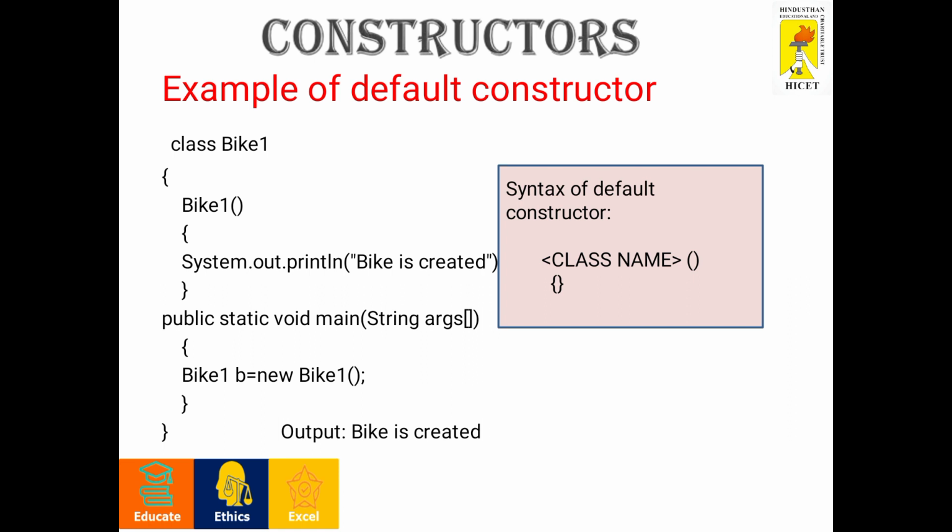Inside the main function, there is an object creation statement, bike1 b = new bike1(). So b is an object. When we execute this program, it will print bike is created. During the object creation statement, the default constructor bike1 will get executed.